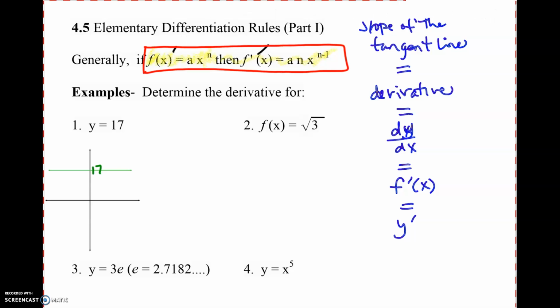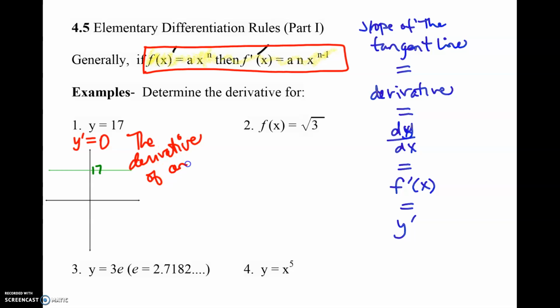Number 1 is asking you to find the derivative of y. Now, if we think about this, I drew the sketch here. If we're looking for the tangent line to this, well, a tangent line to a line would be itself. It would be this horizontal line with a slope of 0. The derivative, you can write this down, of any constant term, like for example 17, is 0, always. Okay?